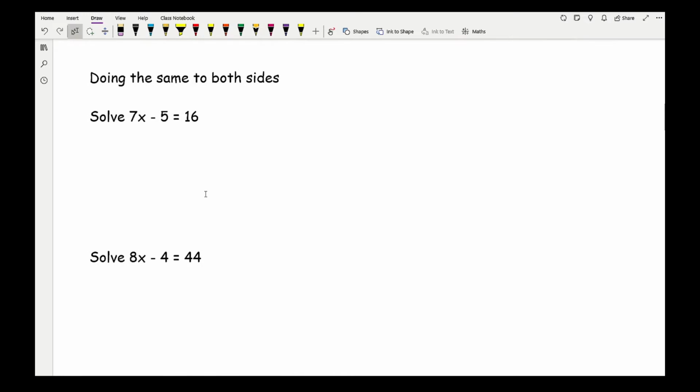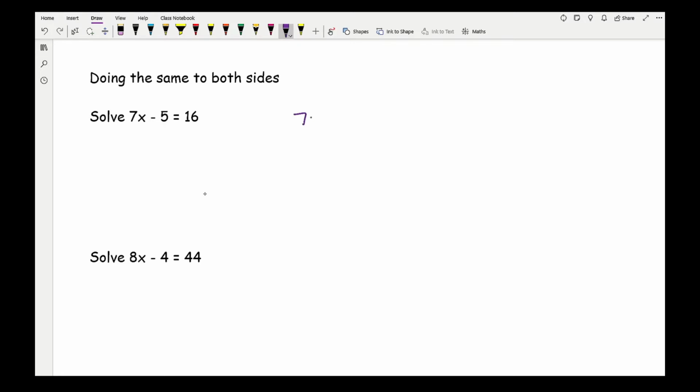So one thing that is probably encouraged is doing the same to both sides. Now what you need to imagine, as you've got an equal sign on both sides of this equation, is that you've got scales. You want to keep these scales balanced at all times. So whatever you do to one side, you've got to do to the other.